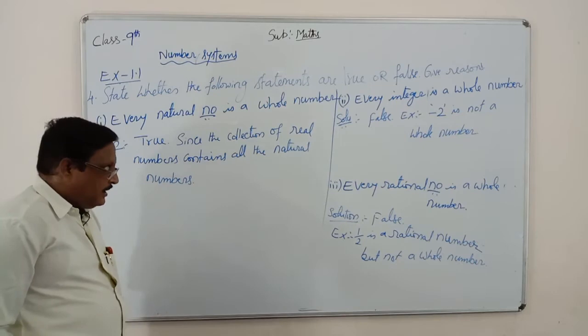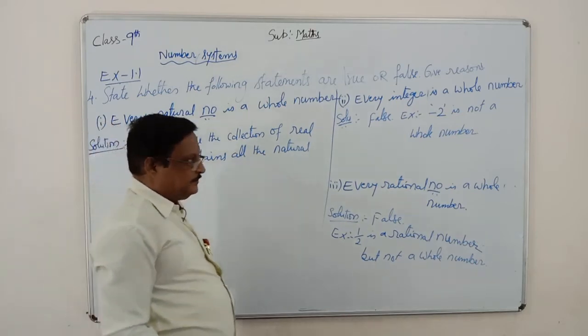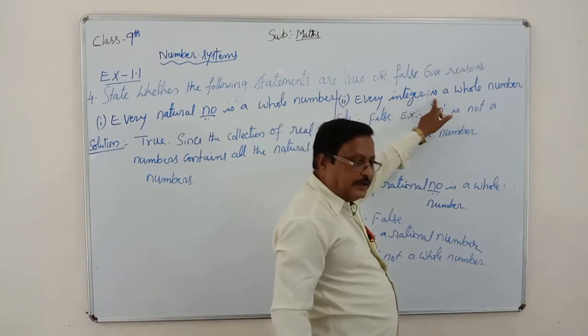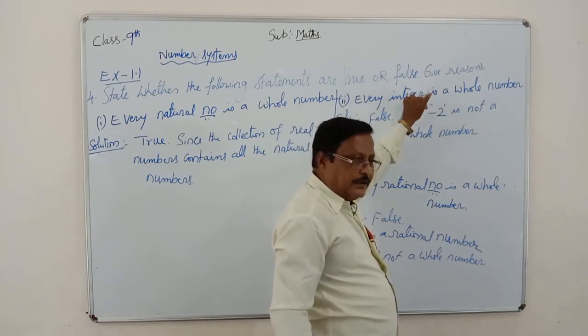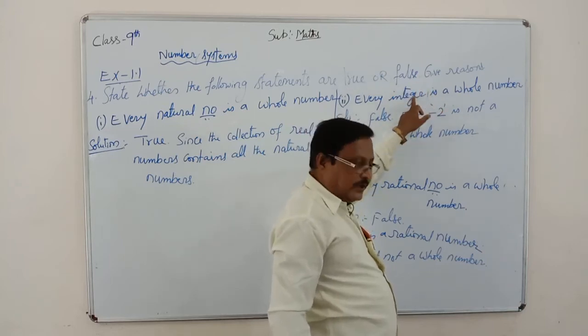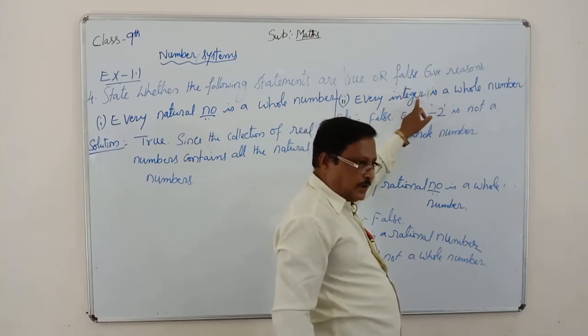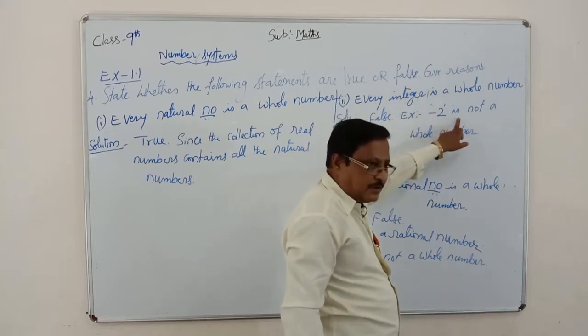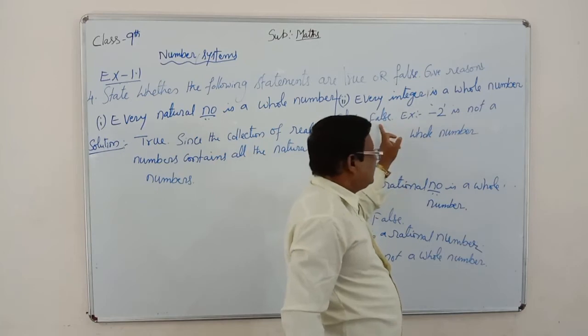Here, second one: every integer is a whole number. Integers means whole numbers and negative numbers. Whole numbers means counting numbers and zero. Here, integers include negative numbers. Minus 2 is a negative number. It is not a whole number. That's why it is false.